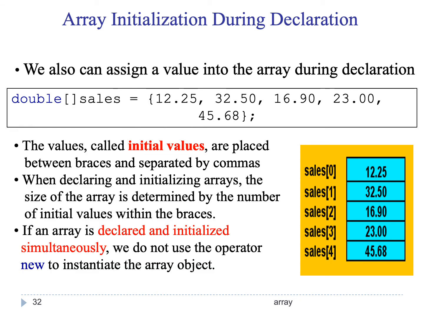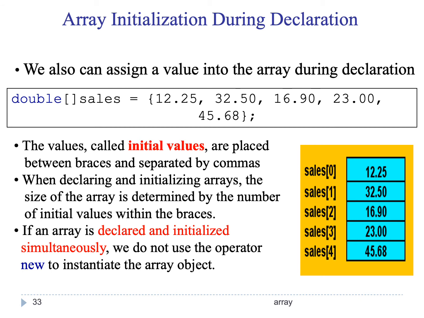So, instead of doing it one by one, we can assign the value into the array during declaration straight away. The values are called initial values. They are placed within braces and separated by commas. We do not need to write the size of the array, but instead, it will find out the size based on the number of initial values that we write within the braces. If the array is declared and initialized simultaneously, we do not use the new operator to create the array object.